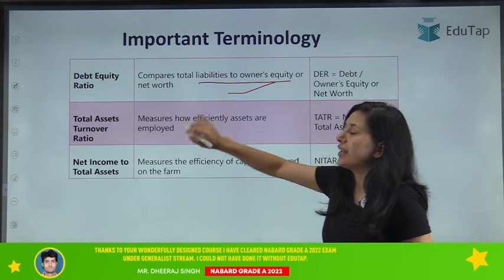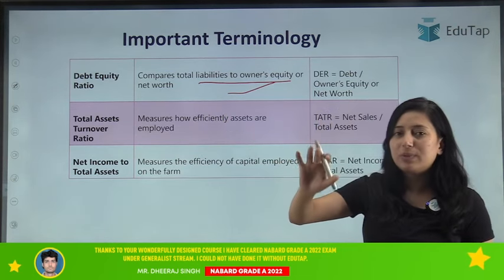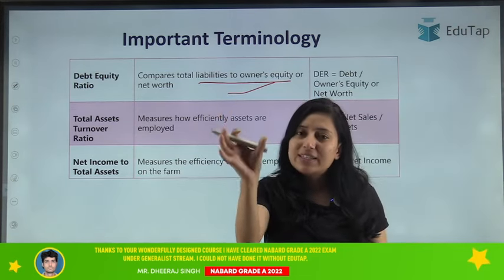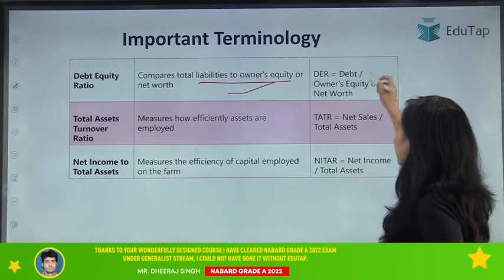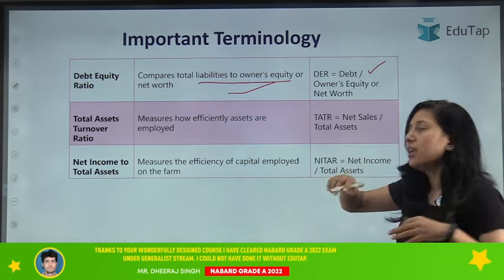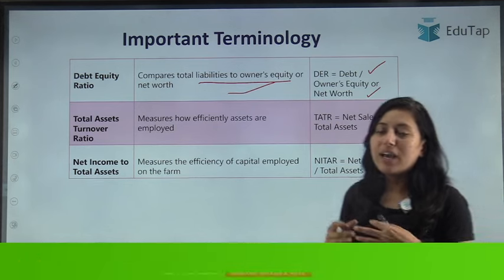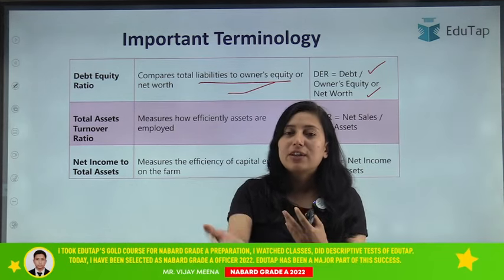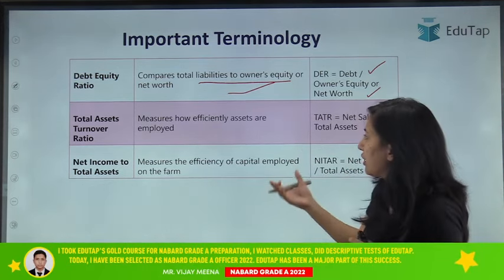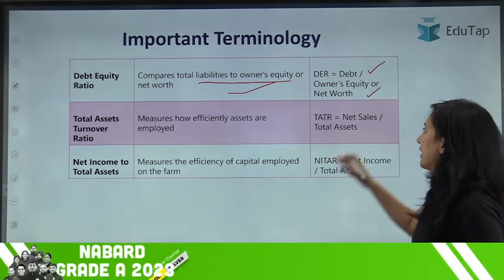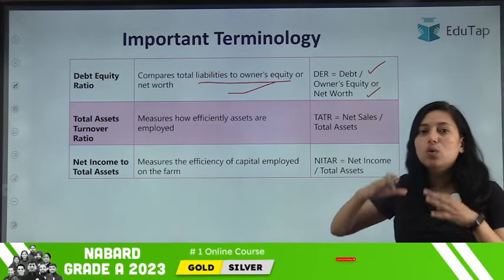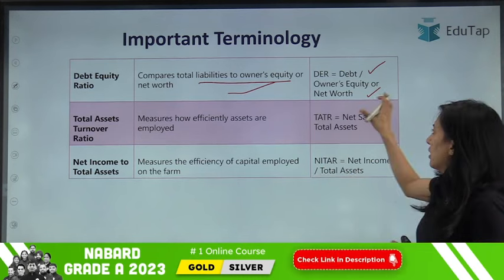Now debt equity ratio, from the name only it should be clear to you what it means. It is the debt that an owner has relative to the net worth of that owner. Okay, is he able to pay his debt or not, that is the debt equity ratio, and it is calculated by dividing your debt by the owner's net worth or net equity.